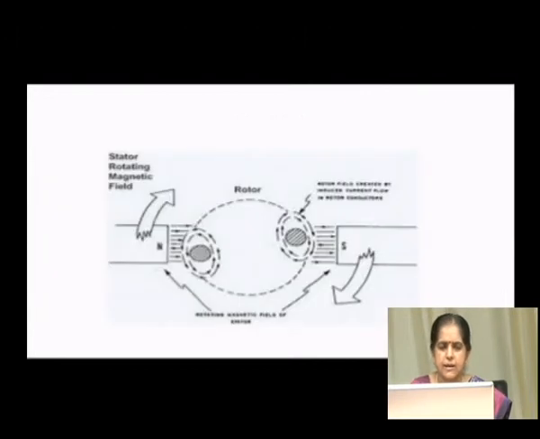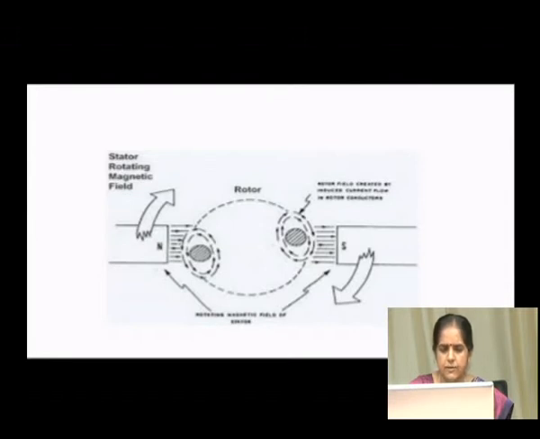This diagram shows how the rotating field is developed in the motor. There will be two poles, and this is the rotor. This is the magnetic field, whereas the magnetic field is stationary, but because of the supply a rotating magnetic field is developed.